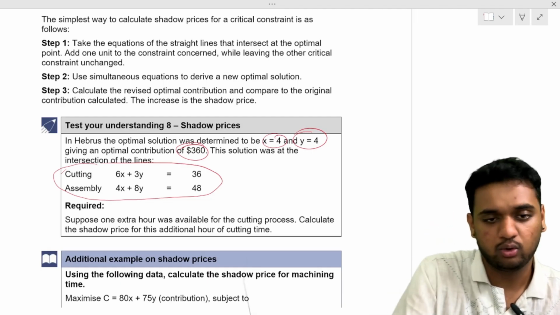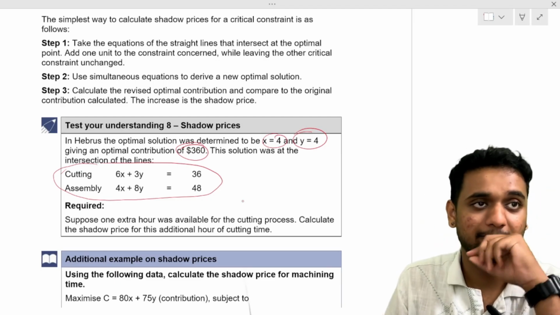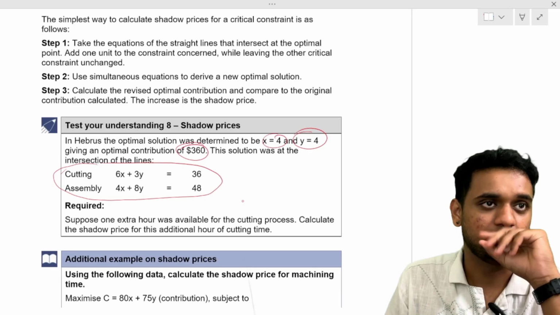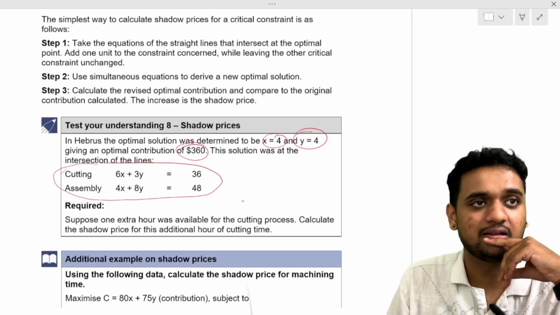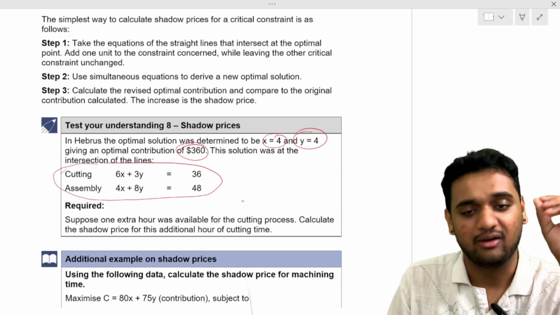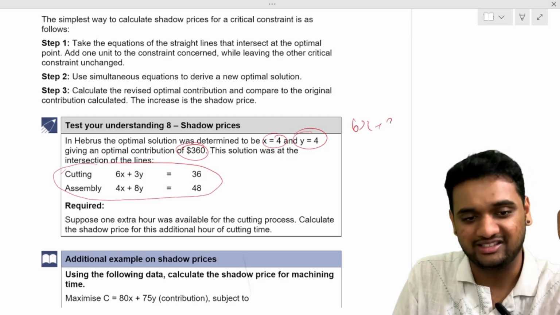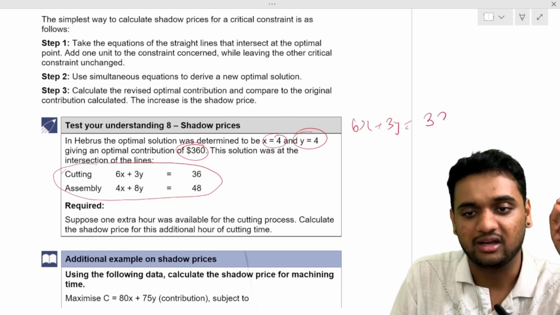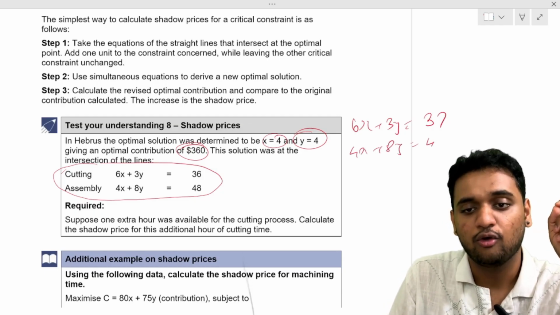For that, what do we have to do? How much contribution did we get earlier? 360. Now we have to assume the cutting time is 36 hours and we got 1 hour extra, so 37. So 6x plus 3y will be equal to 37, and 4x plus 8y is equal to 48.